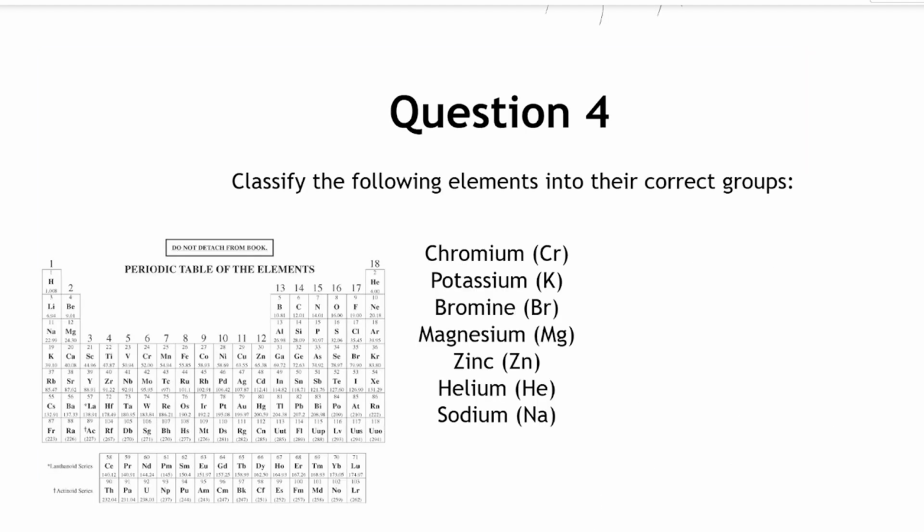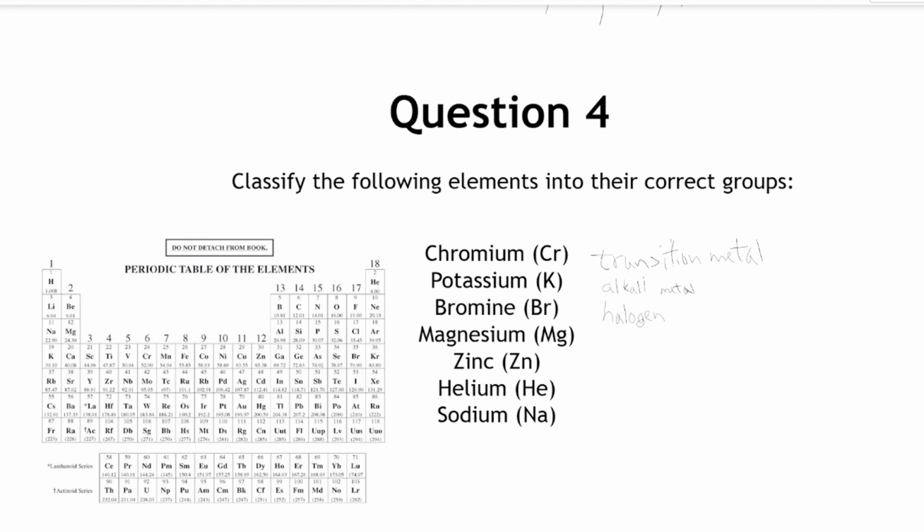This next problem asks us to classify the following elements into their correct groups. As long as we know what the names of the different groups in the periodic table are, we can do this very easily. Since chromium is in group 6, it would be a transition metal. Since potassium is in group 1, it's an alkali metal. Since bromine is in group 17, it's a halogen.